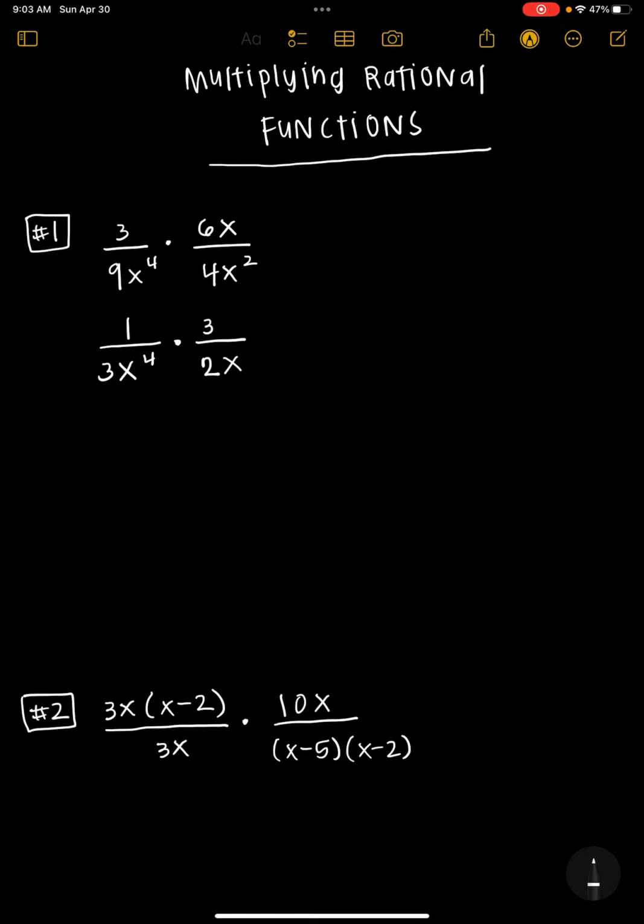Now it's easier to multiply, because on the top I'm just multiplying 1 and 3. So 1 times 3 gives me 3. And then on the bottom we have 3x to the fourth times 2x. First I'm going to multiply the coefficients. 3 times 2 gives me 6. And then x to the fourth times x.